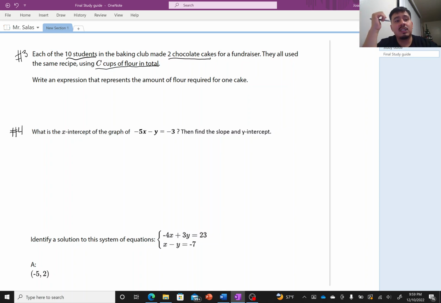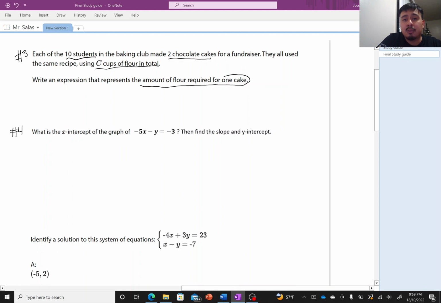So the question says, write an expression that represents the amount of flour required for one cake. This is where we have to get another piece of important information. We got to know that we're looking for the amount of flour for one cake. I'm going to circle the one cake because I want to make sure that I understand that out of the 2 total cakes that were made, we're only looking for one of the cakes' flour use.